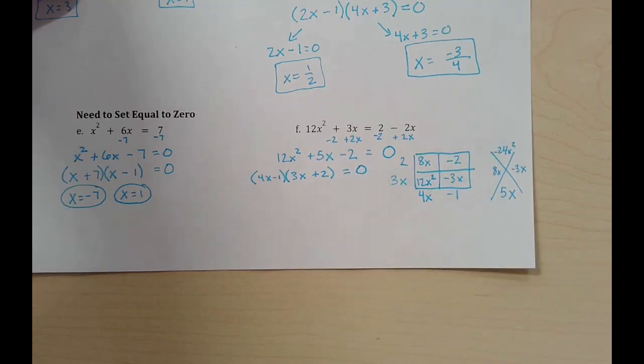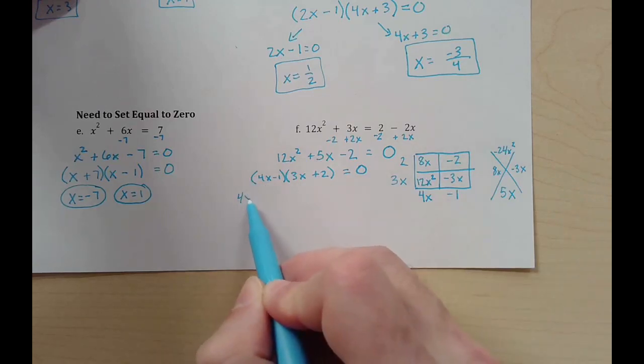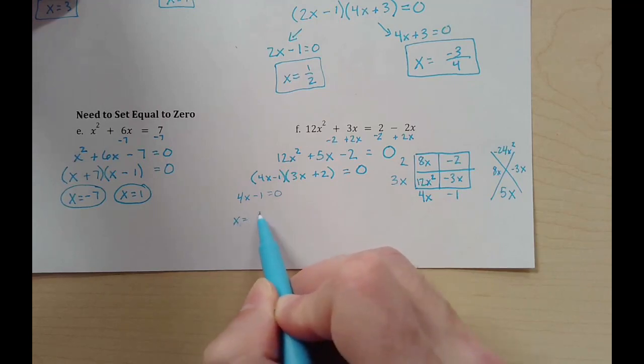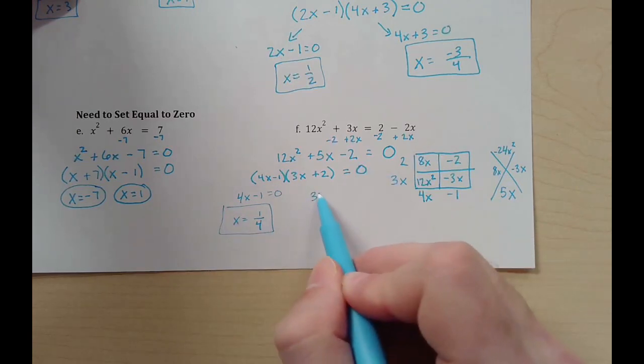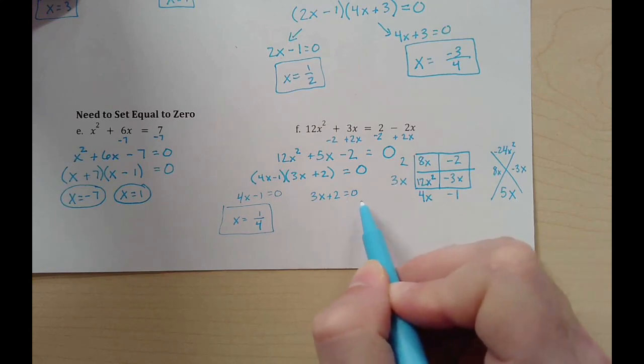So I have here 4x minus 1 equals 0. It's going to give me an x value of 1 over 4, first solution. And then here, 3x plus 2 equals 0. Subtract the 2, divide by 3, x equals negative 2/3. And that is how I can solve a quadratic equation.